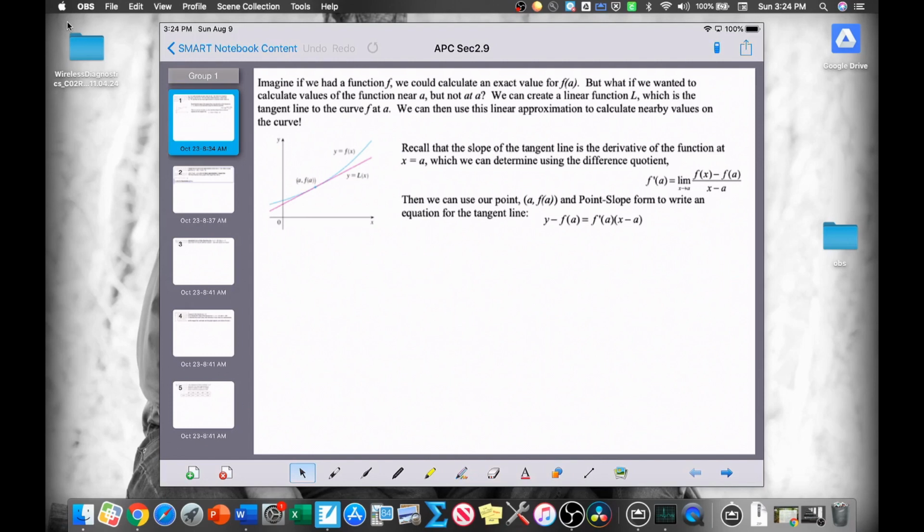Recall that the slope of the tangent line is the derivative of the function at x equals a, which we can always find using our difference quotient. f prime of a is equal to the limit as x approaches a of f of x minus f of a over x minus a. Then we can use our point, which is a, f of a, and point-slope form to write an equation for the tangent line that we seek.